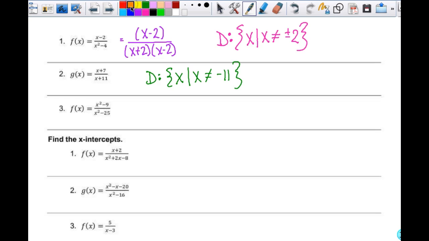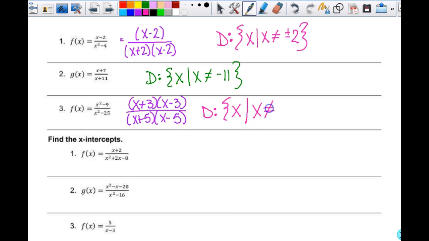And then I can factor this one, right? So in the numerator, x plus 3 times x minus 3 over x plus 5 times x minus 5. So my domain is the set of all x's such that x cannot equal what? Plus or minus 5. Okay, easy enough? Okay, can handle that?